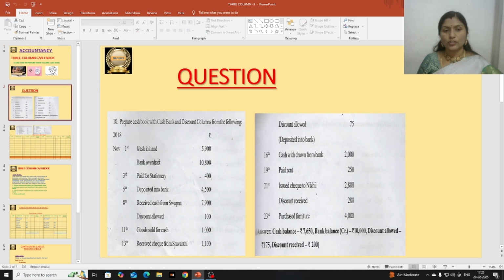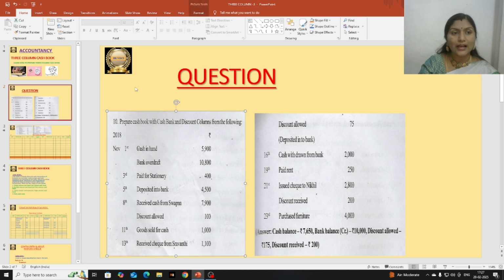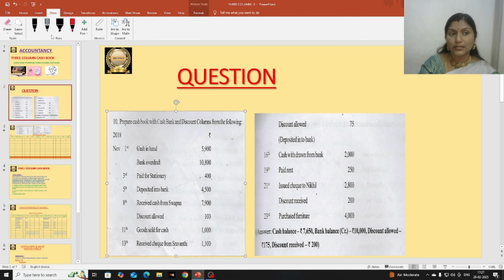Here we have one question. So what is the question here? Prepare a cash book with cash, bank and discount columns from the following. So here they are asking us to prepare what? They are asking us to prepare a 3-column cash book.